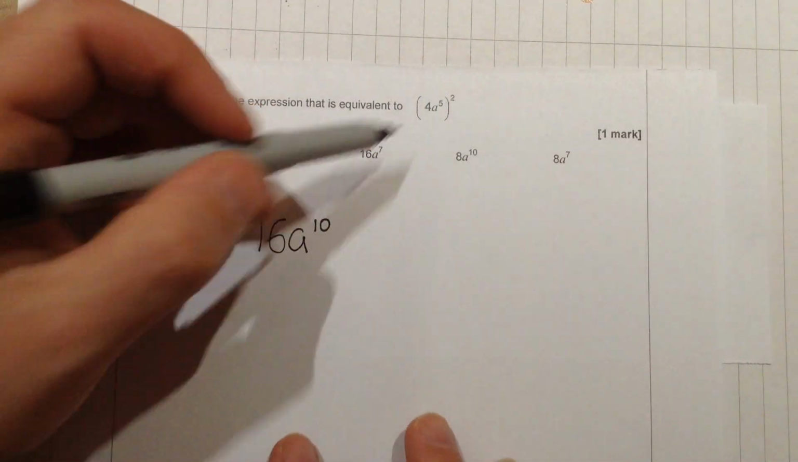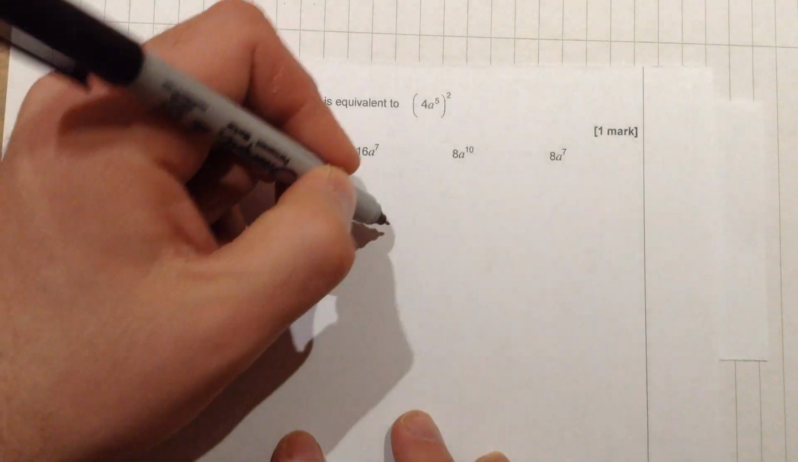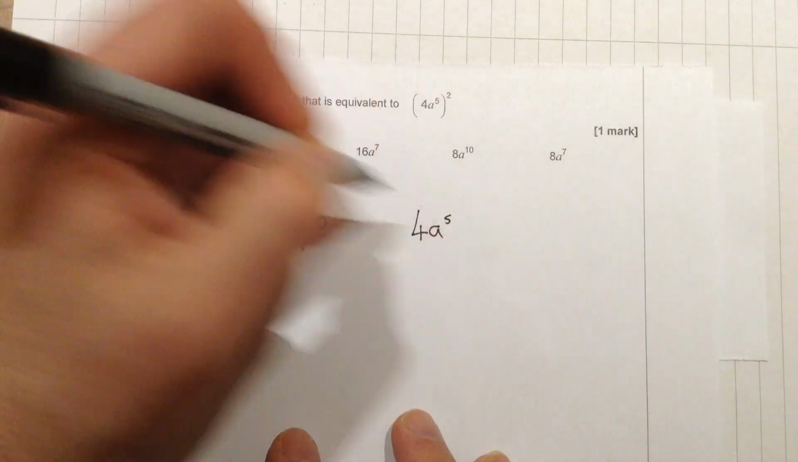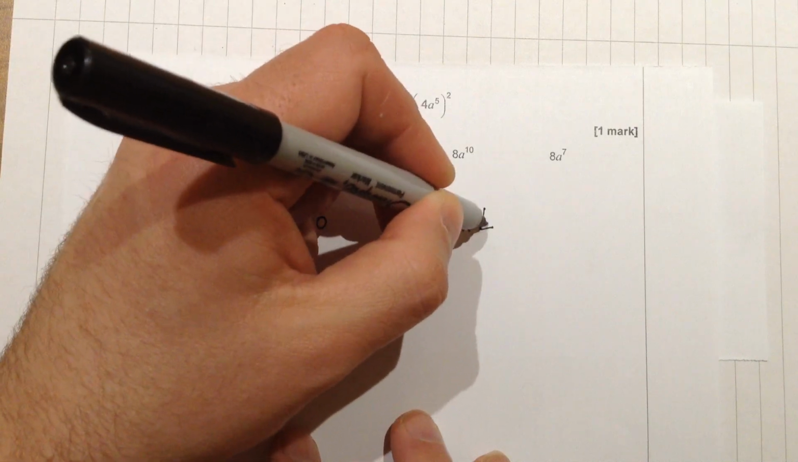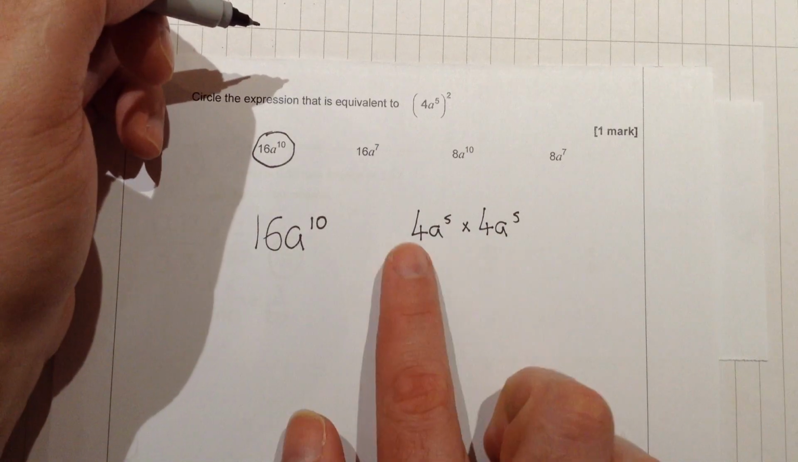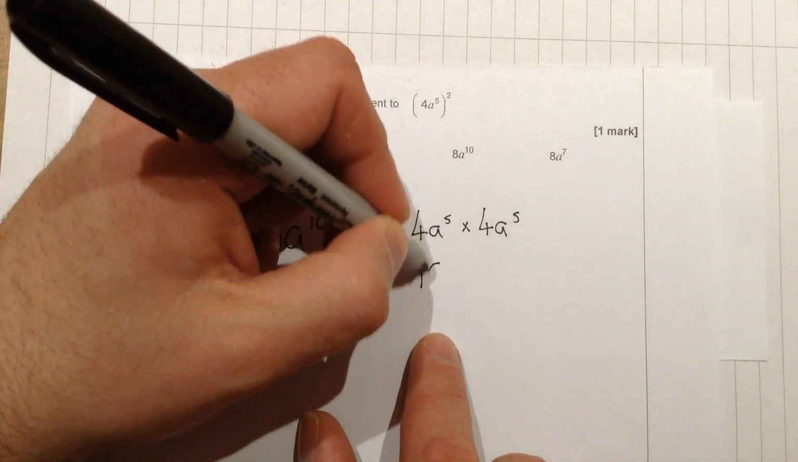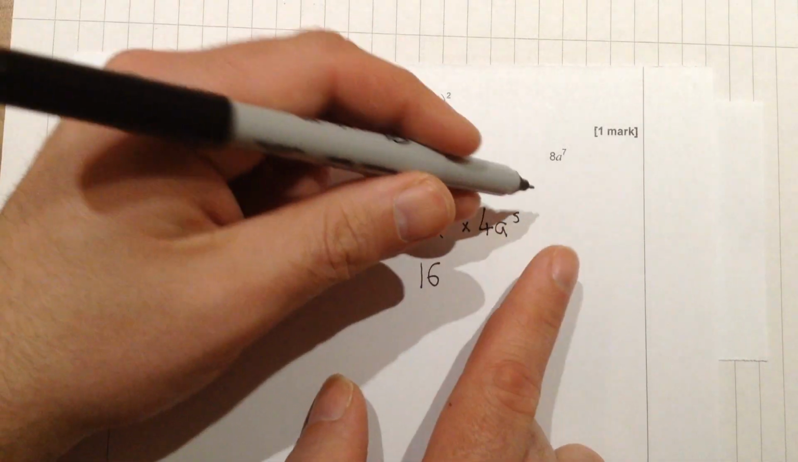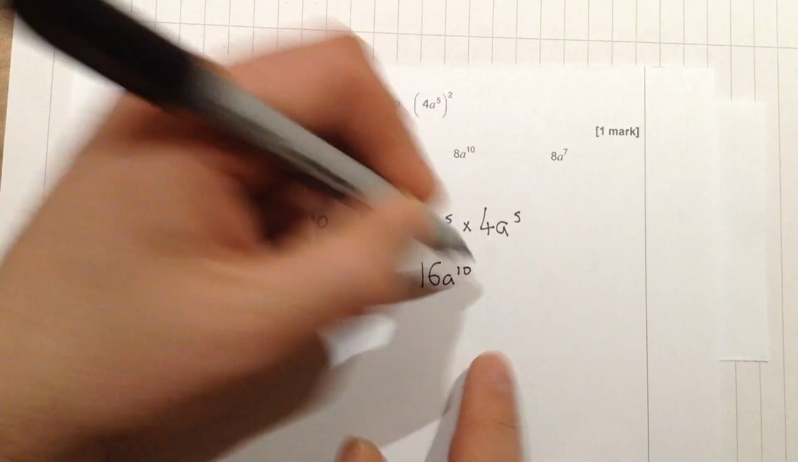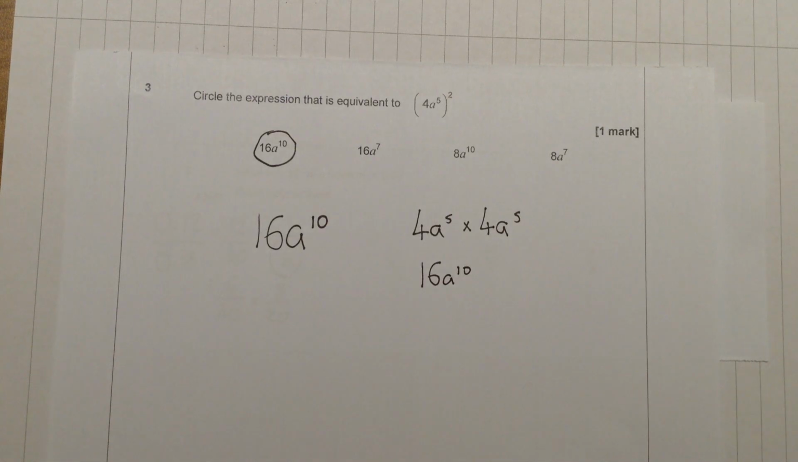An alternative way of thinking about it, because you're squaring, you could have actually looked at this one and said that it's 4a to the power 5 multiplied by 4a to the power 5. So given the same idea, 4 times 4 is 16. A to the power 5 times a to the power 5. Remember when timesing, we add the powers. So 16a to the power 10, just as I said before.